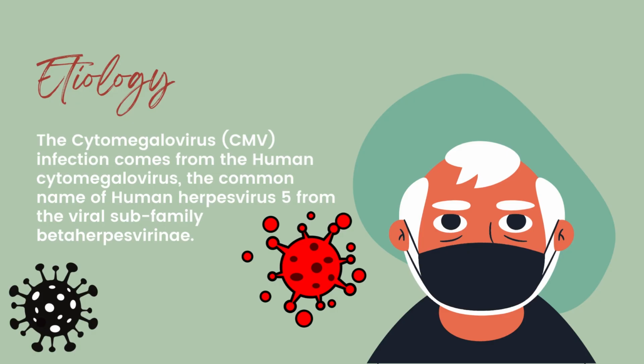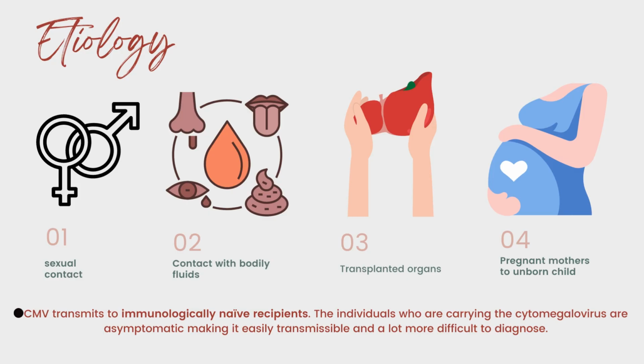Etiology. The cytomegalovirus infection comes from the cytomegalovirus, or specifically the human cytomegalovirus, since there are different types of cytomegaloviruses. It is the common name of human herpes virus 5 from the viral subfamily Betaherpesvirinae. This virus is obtained from a human reservoir, spreading through sexual contact and other bodily fluids like saliva, blood, breast milk, tears, urine, and feces, or from transplanted organs.